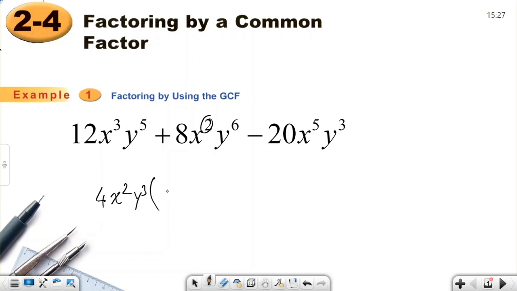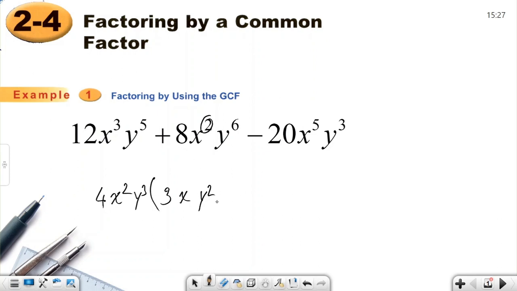So 12 divided by 4 is 3. X cubed divided by x squared, x to the power of 1, I can say x. If you remember, when you divide, you subtract the powers. Y to the power of 5 divided by y cubed, so y squared. 5 minus 3 is 2.